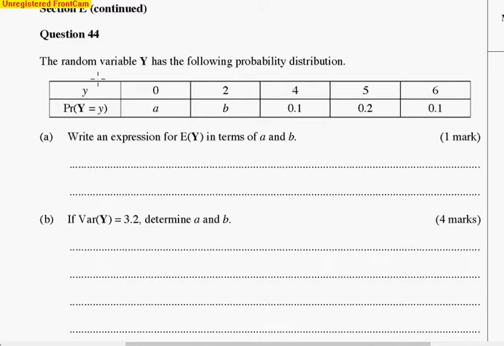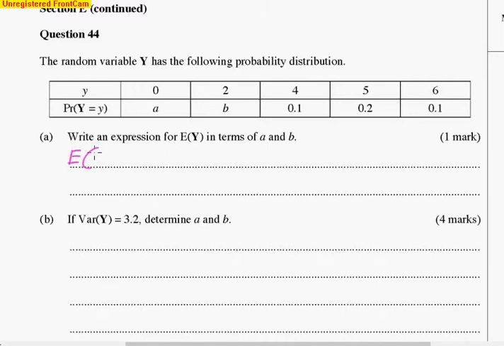Again. Here is question 44. We have this distribution table, and we've got a random variable y. Find an expression for the expected value of y. Well, that's a reasonably straightforward thing.